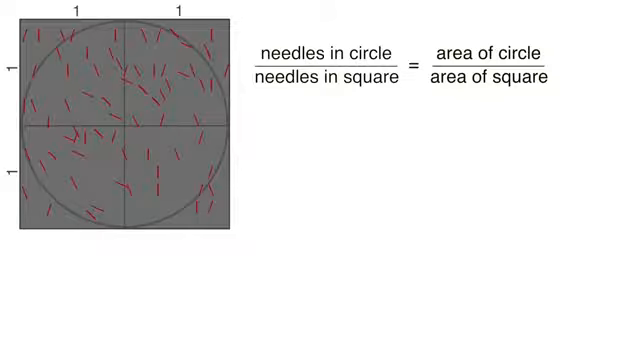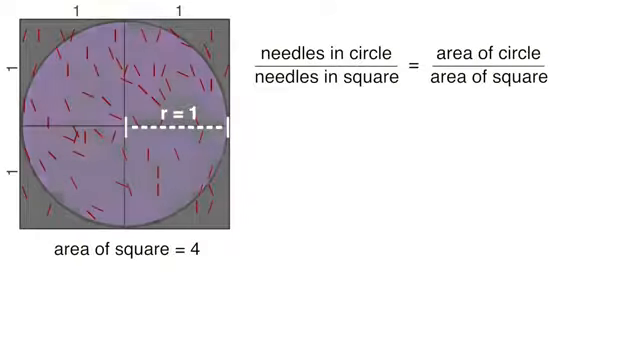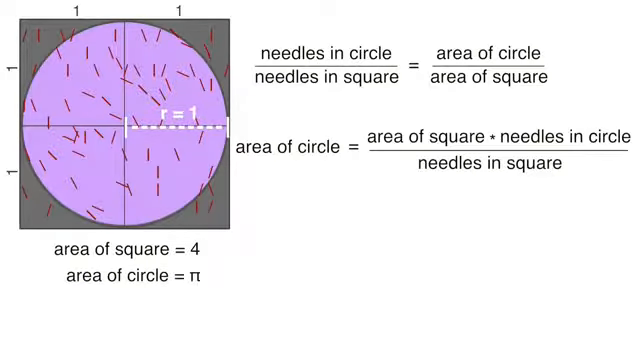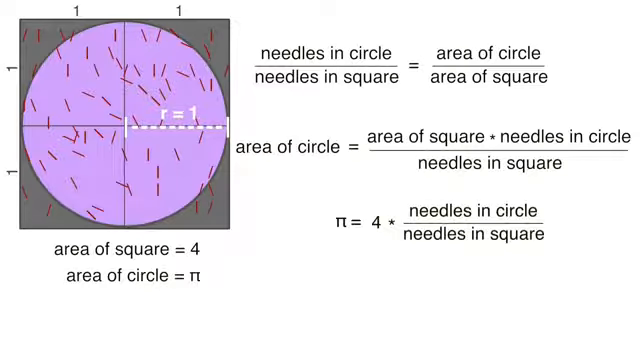We know that the area of the square is 4. We also know that since the radius of the circle is 1, the area of the circle is pi. Therefore, if the needles are truly dropped at random, and if we drop enough of them, pi should be roughly equal to 4 times the ratio of the needles in the circle to the needles in the square.